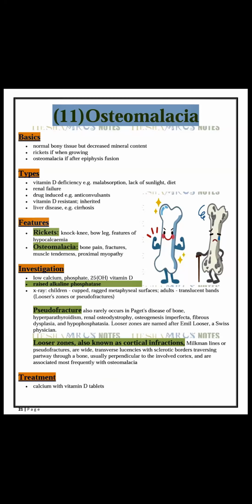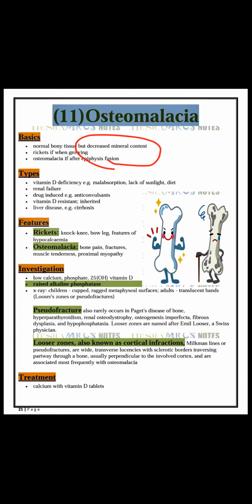Next, by discussing osteomalacia and osteoporosis. Osteomalacia, you will have normal bone, but decreased mineral content. What is the difference between rickets and osteomalacia? Rickets, if you have an ingrowing or growing child, but if it is after adolescence, after the physis has been fused, so this is called osteomalacia.